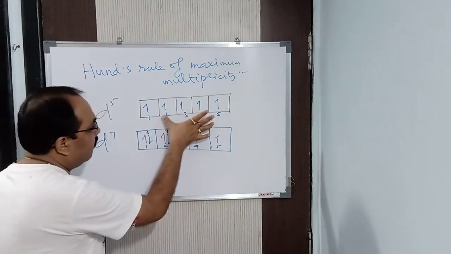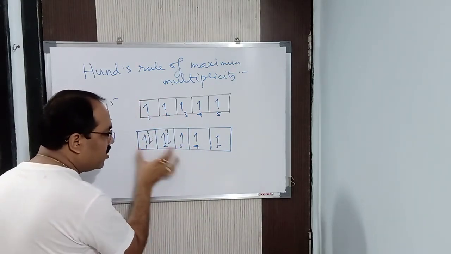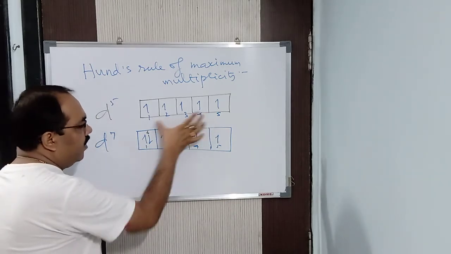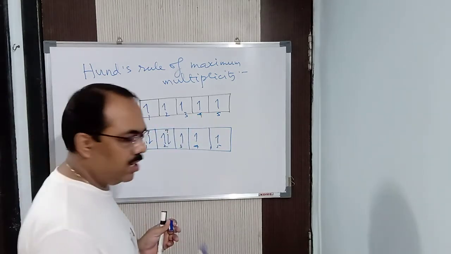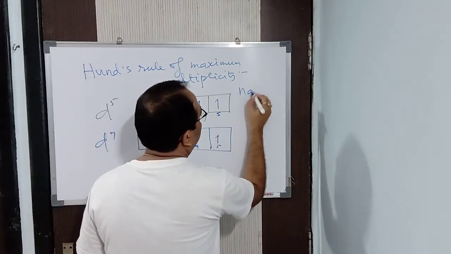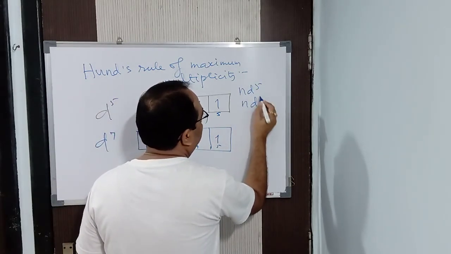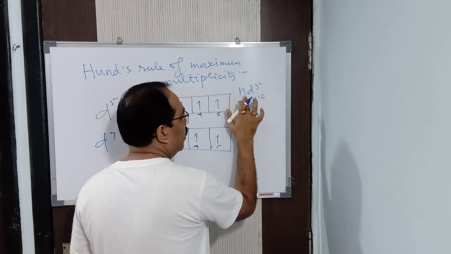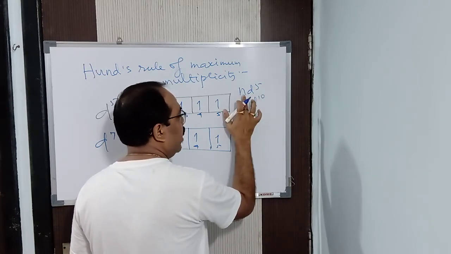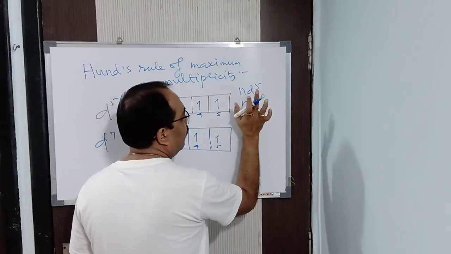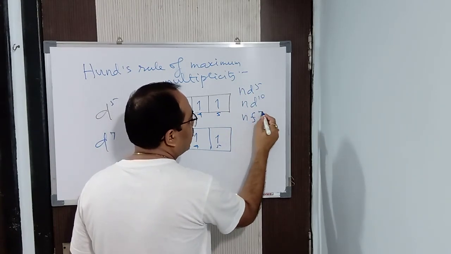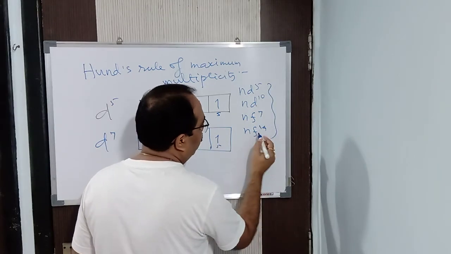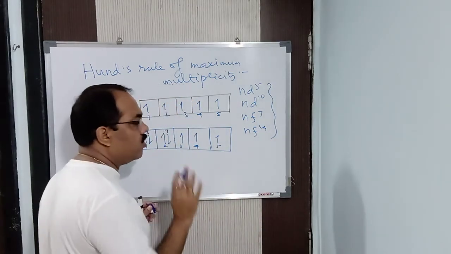Now here it is half filled. Now it is not half filled, this is partially filled. Understand the English. Here it is half filled. So I will say nd5, nd10. Here n means any principal quantum number, it can be 3d5, 4d5, anything, so I have written n. So nd5, nd10. Similarly nf7, nf14. This configuration is known as stable electronic configuration.